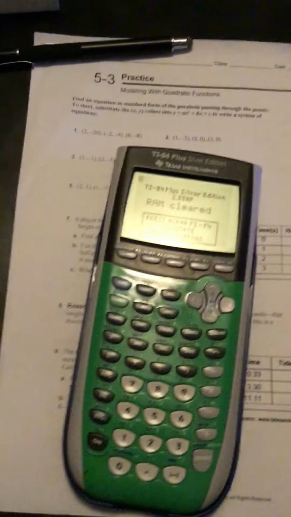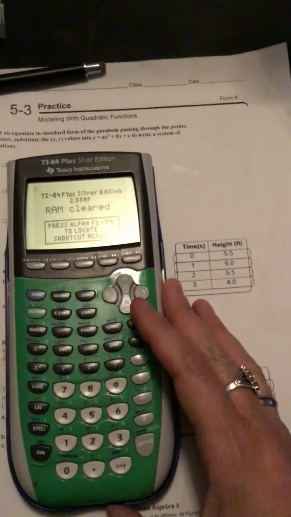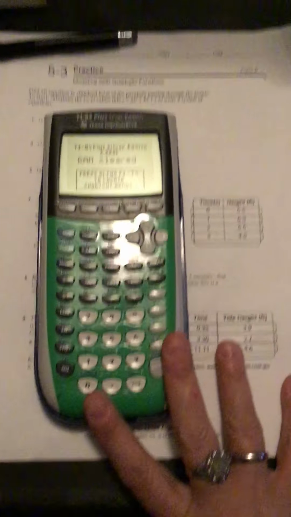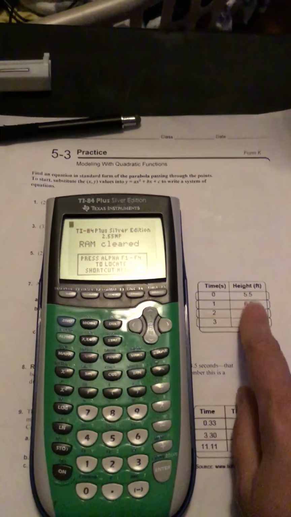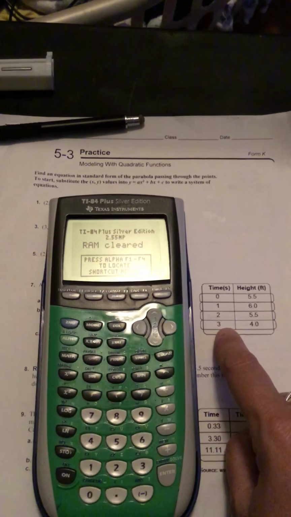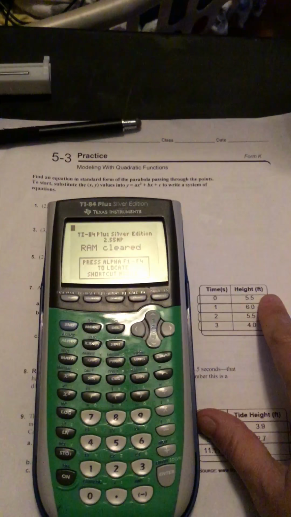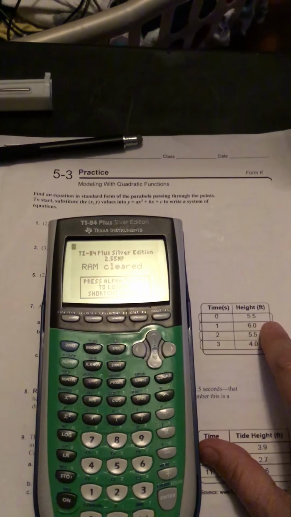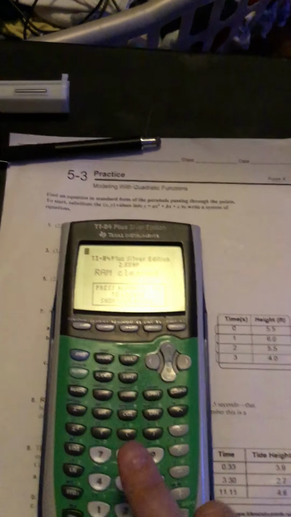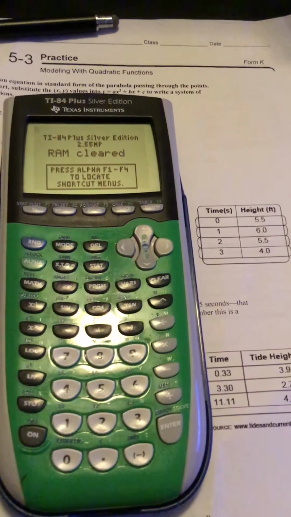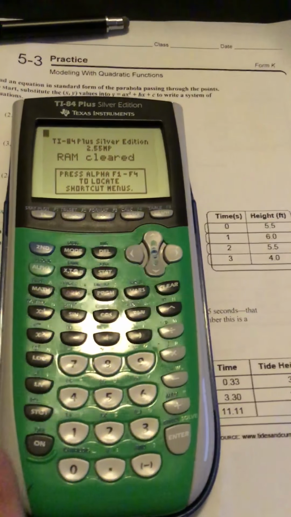Alright, let's pull our calculators out here. The first thing I'm going to do is try to get some glare off of there. There we go. We're going to look at our times. We've got 0, 1, 2, and 3. We have heights of 5.5, 6, 5.5, and 4. Now, we're going to put these numbers into our calculator.